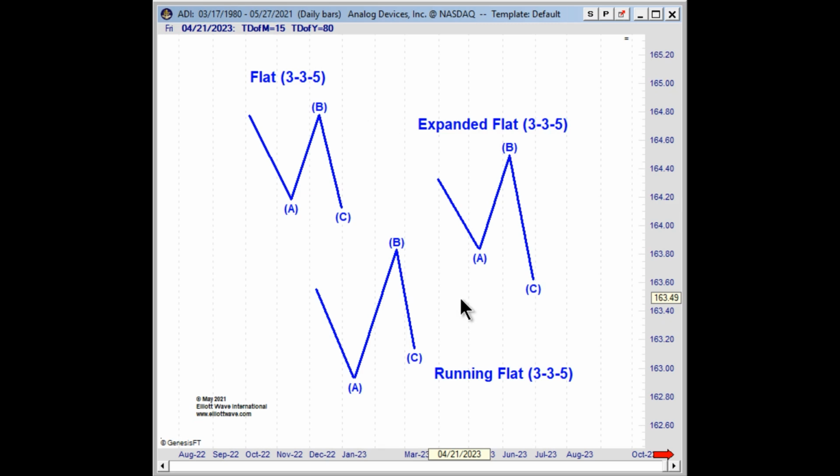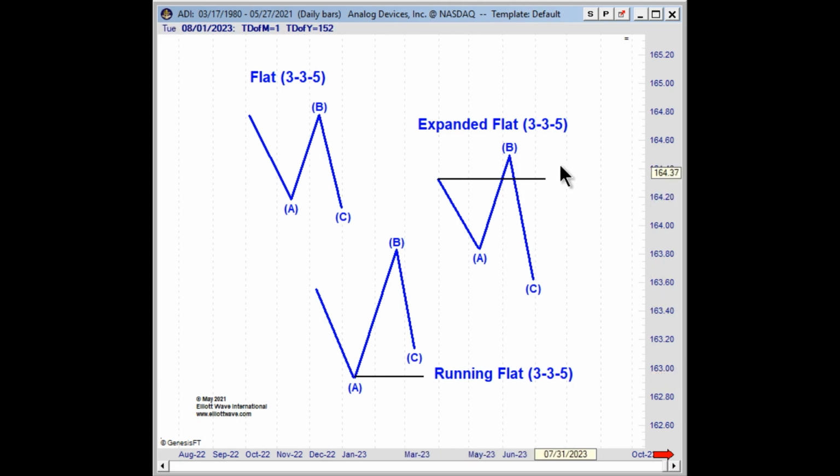Now, just as there are individual rules and guidelines which govern wave pattern development, there are also some nuances and variations to each one of the Elliott wave structures that we've talked about. What I would like to do is show you a few variations to the flat formation. One would be the expanded flat, in which case wave B terminates beyond the wave A origin point, and the running flat, in which case wave C will be unable to fall below the wave A extreme.